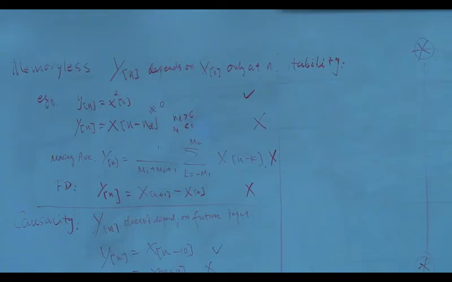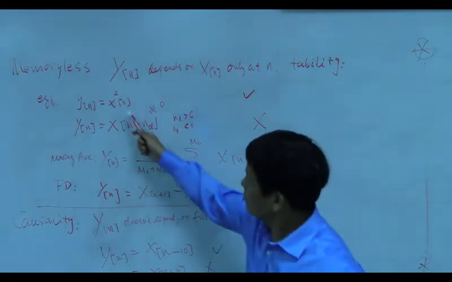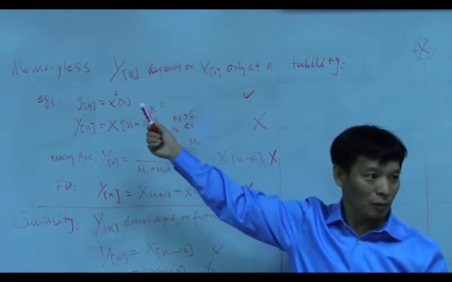If your input is out of bound, then your output can also be out of bound, but it's still a stable system, like y equals x. Y equals x, this is a stable system, because if your input is bounded, then your output is bounded. But if your input is out of bound, then your output is also out of bound, but definitely it's a stable system. This one, stable.